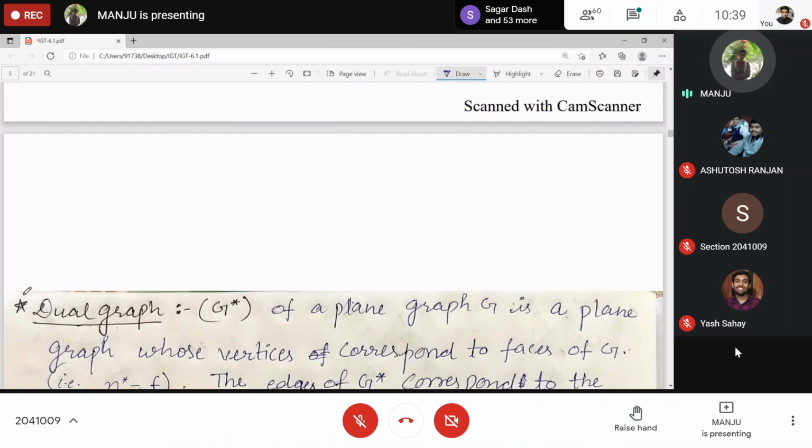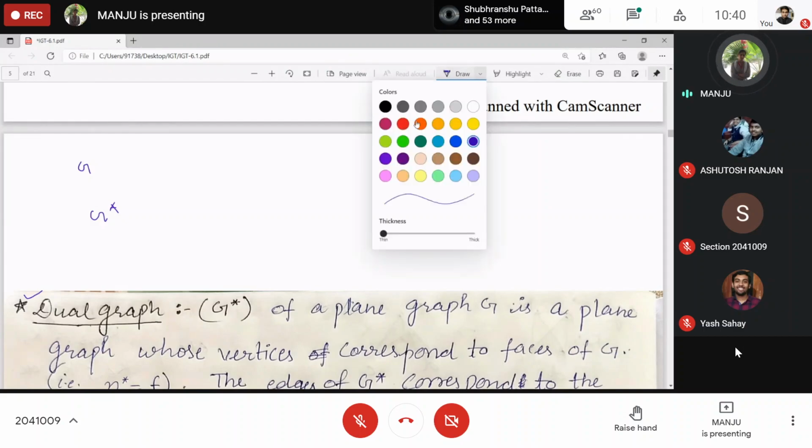Next is your dual graph. It is denoted by G star. If G is the graph, for this one we can draw the dual graph. How will it be different from this one? A dual graph can be drawn for a plane graph. Every planar graph can be drawn as a plane graph. So first you draw every planar graph as a plane graph, and only then you will be able to draw this dual graph. Okay.